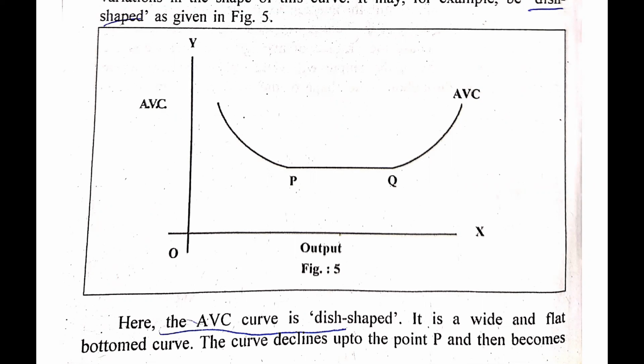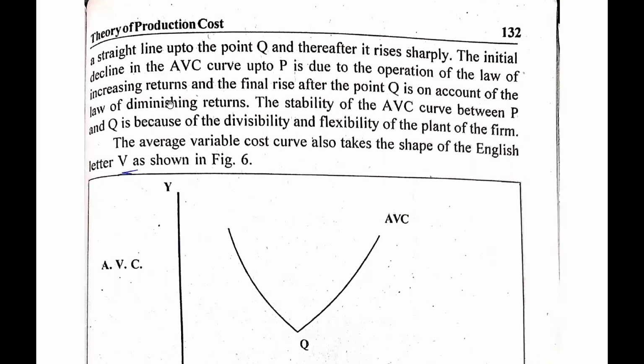The curve declines up to the point P and then becomes a straight line up to the point Q, and thereafter it rises sharply. The initial decline in the average variable cost curve up to P is due to the operation of the law of increasing returns, and the final rise after the point Q is on account of the law of diminishing returns. The stability of the average variable cost curve between P and Q is because of the divisibility and flexibility of the plant of the firm. So we can say it is a point of stability, or the normal capacity of the firm.